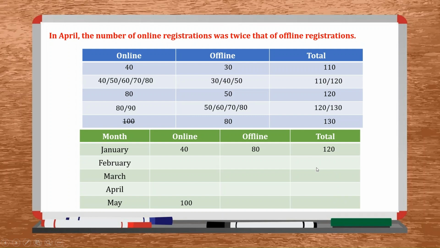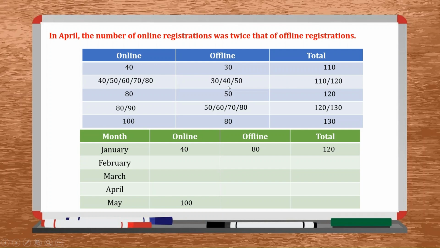In April, the number of online registrations was twice the offline registrations. The minimum value that is possible for offline is 30. If I take 30 as offline, then I'll have to take 60 for online, which is possible, since 60 is one of the possible values in the online column. But the total adds up to 30 and 60, 90, and I don't have 90 in the total column. So 30 I cannot place.